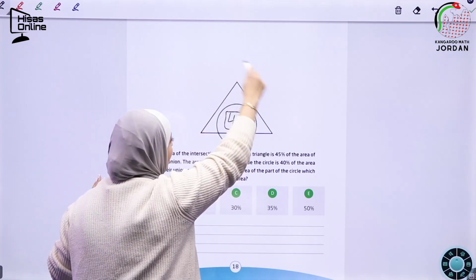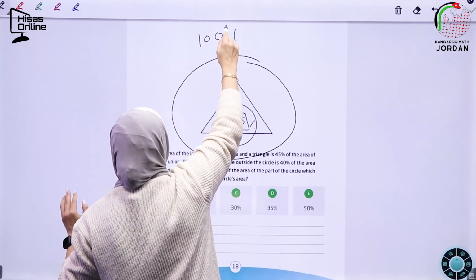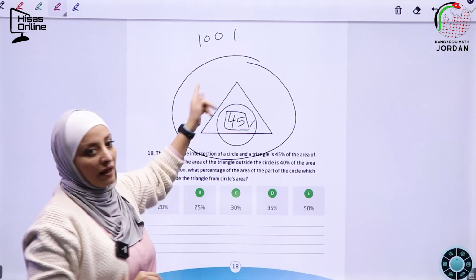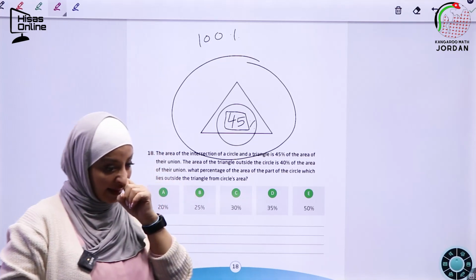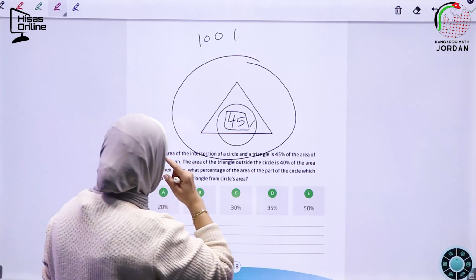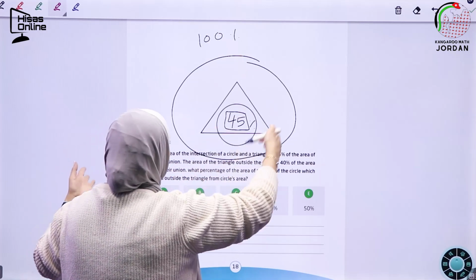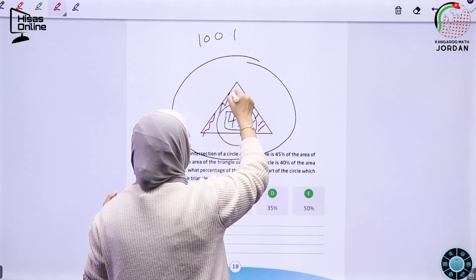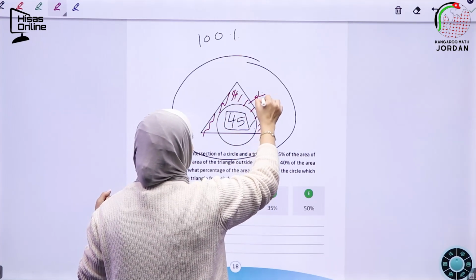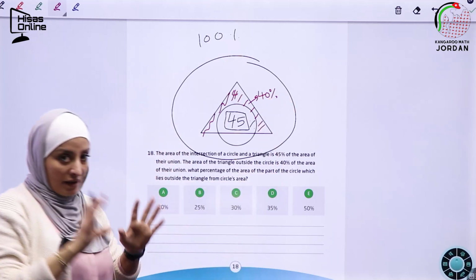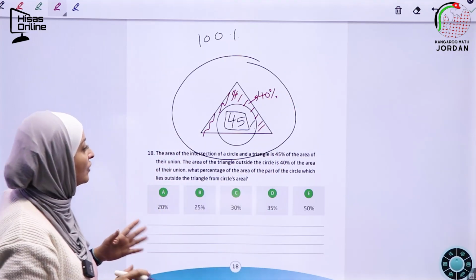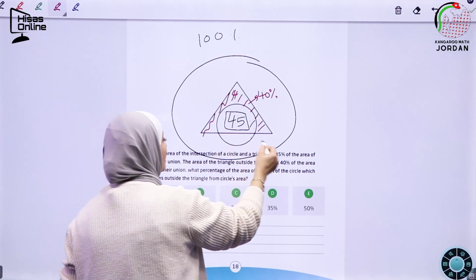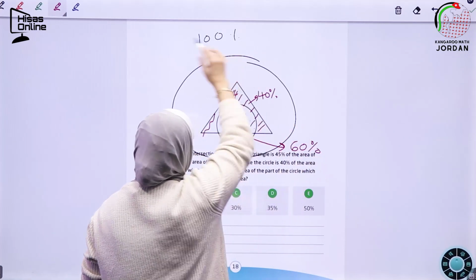So let's assume everything together is 100%, and we are just comparing each part with the 100%. Okay, this is my first thing. Second thing, they said that the area of the triangle outside the circle, so this part, represents 40%. Okay, let's write here, 40% of the union. So, guys, 40% of the union is this triangle. That means the circle is 60% to complete the 100, right?